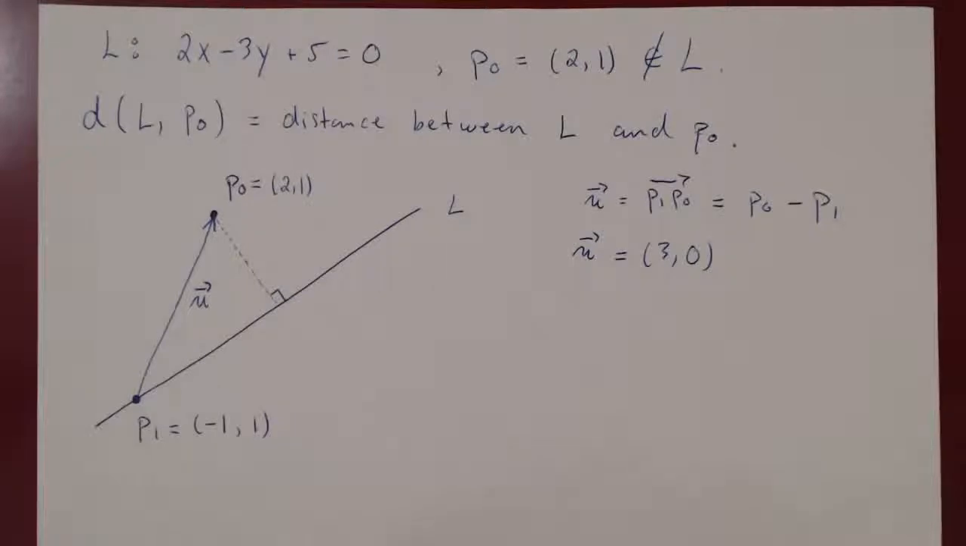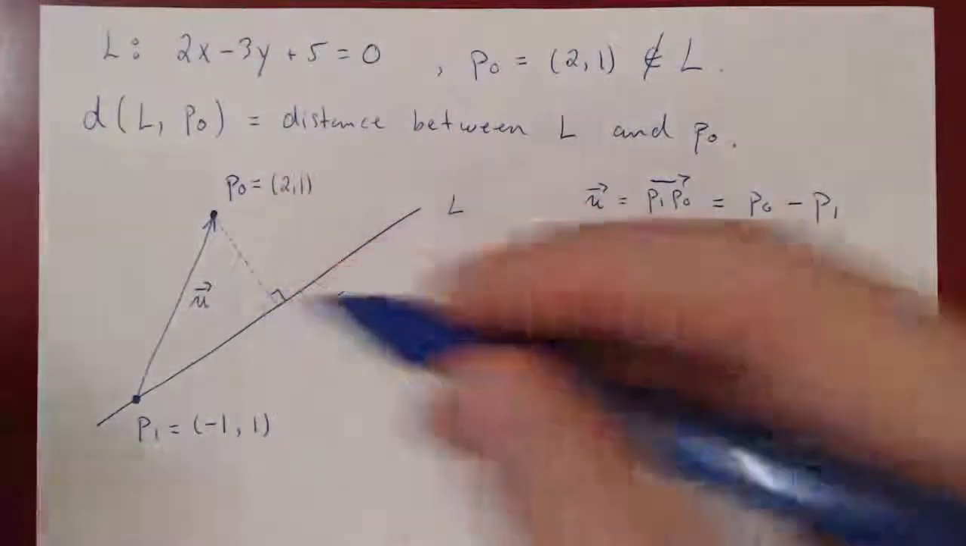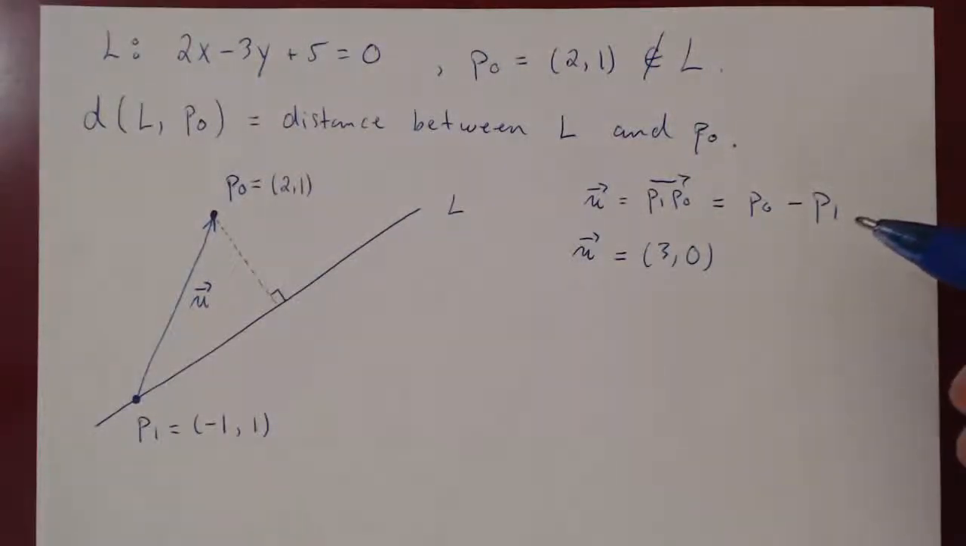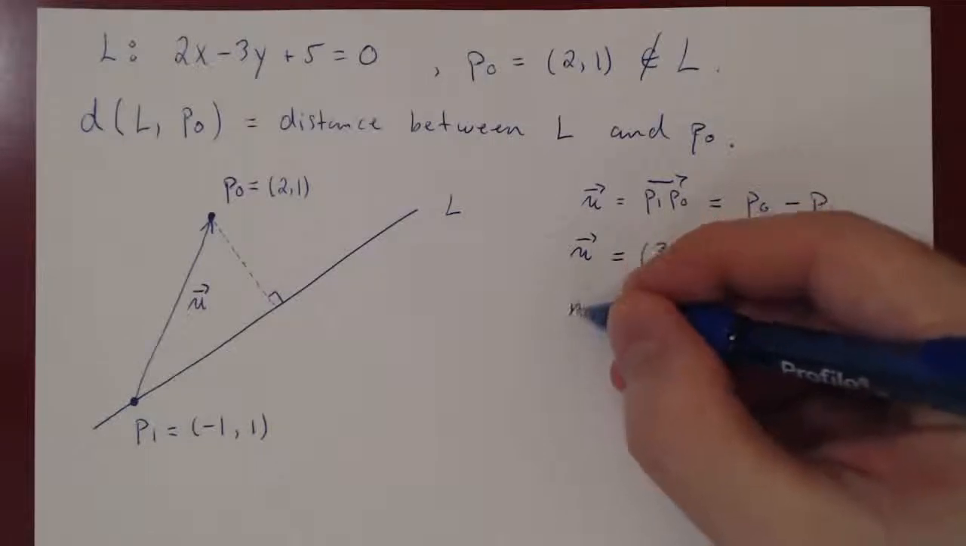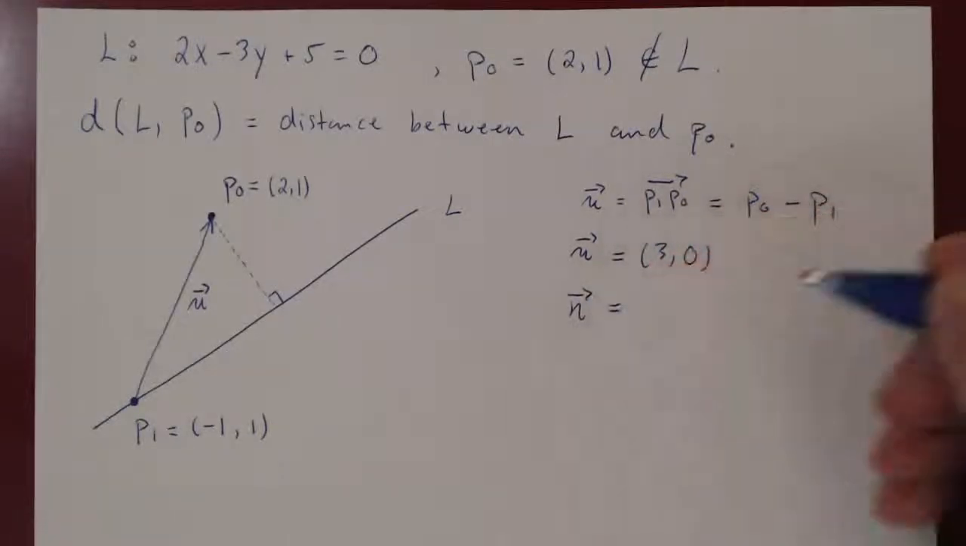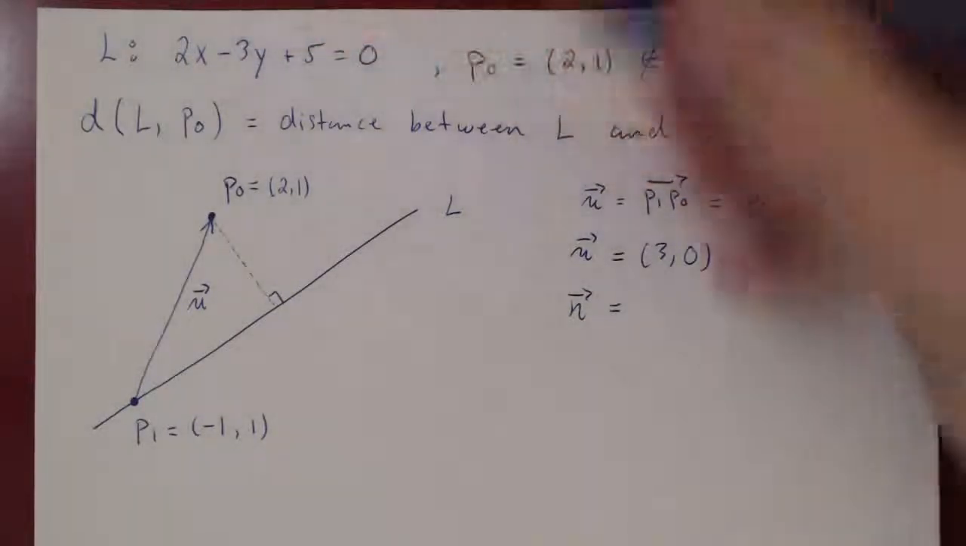The question is now, how do we find the distance, the length of this line segment? Well, one thing we haven't included is our normal vector, the vector n, the normal to the line, given by the coordinates (2, negative 3).